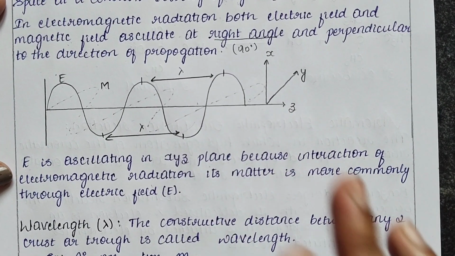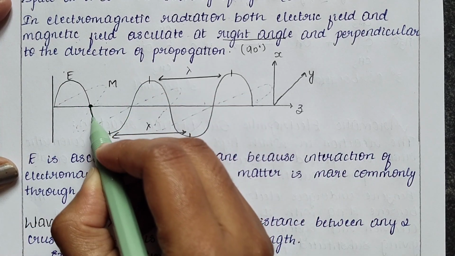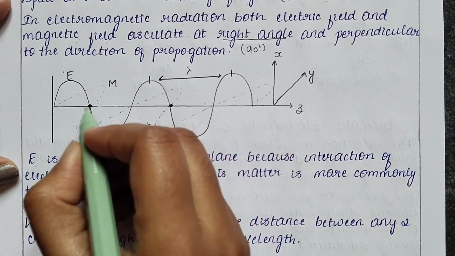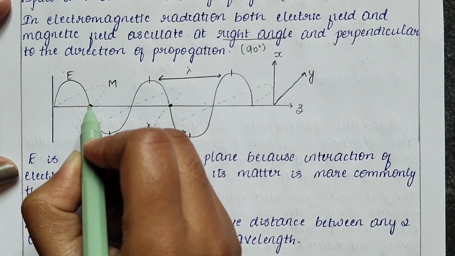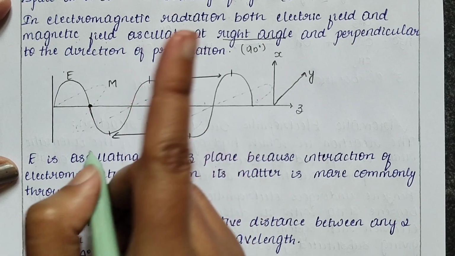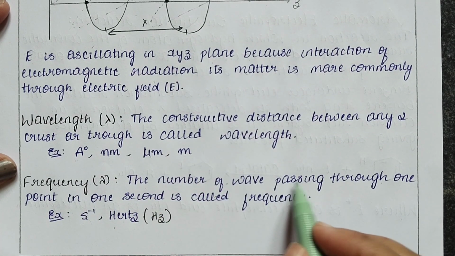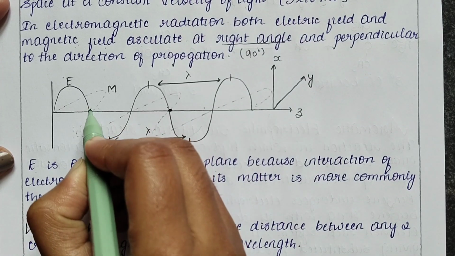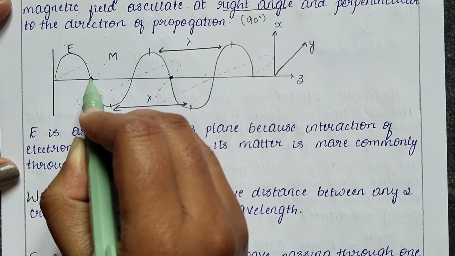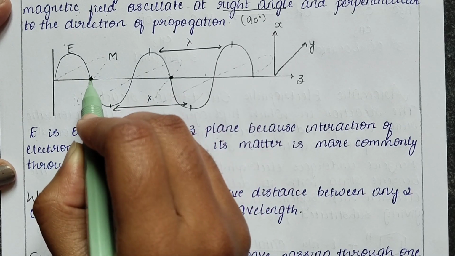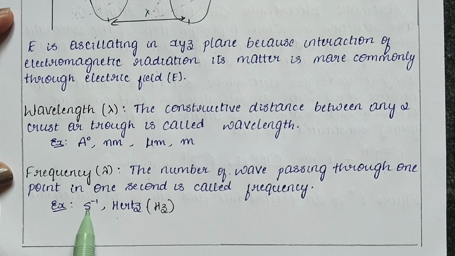So to explain frequency, if we consider this as one point, one wave is nothing but starting from here to here. So this will be considered one wave. From this point, how many such waves pass in 1 second is referred to as frequency. That is what is given here: the number of waves passing through one point in 1 second. In 1 second, how many such waves pass from one particular point is called frequency, which is expressed in terms of per second or hertz.